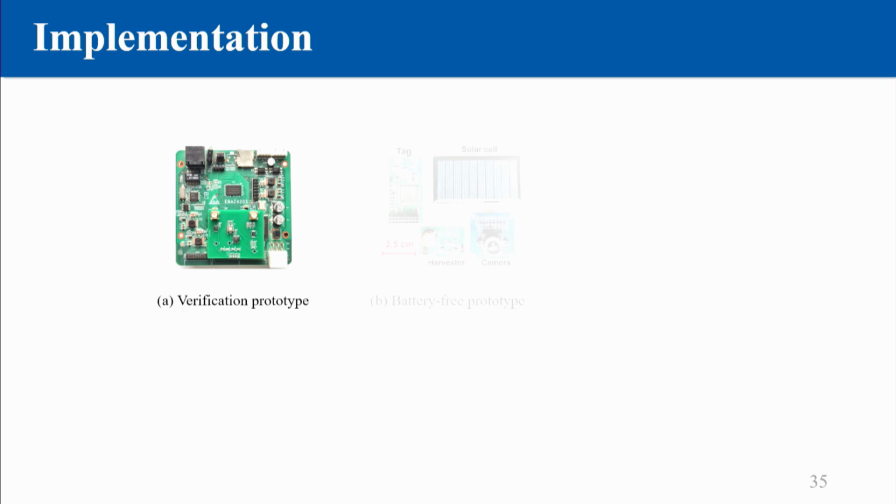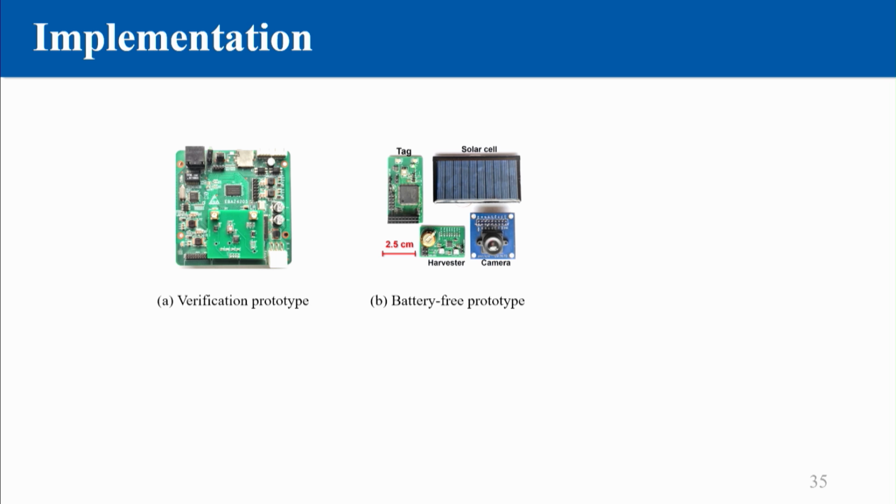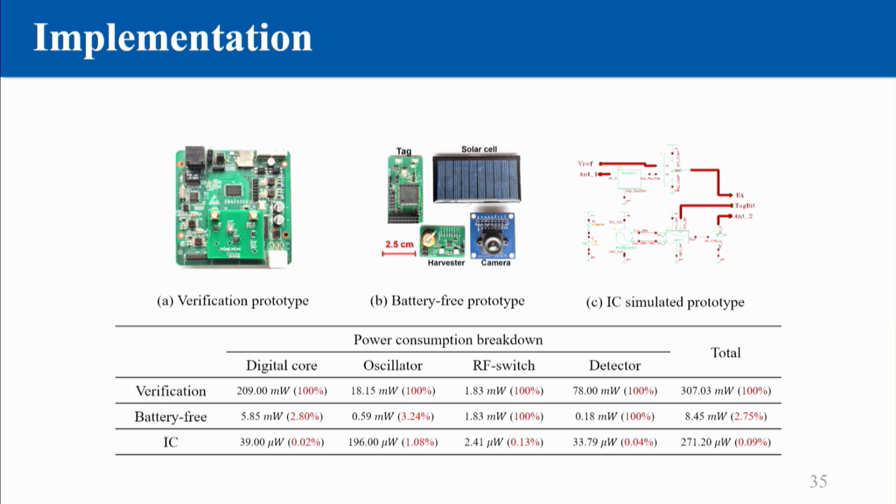We built 3 prototypes. The first one is for verification. The second one is for battery-free application. Furthermore, we also present an ultra-low power IC simulated prototype. The power consumption is shown in the table. The total power of the battery-free prototype is 8.45 milliwatt, which is 2.75% of the verification prototype. And the IC simulated prototype can further achieve a power of less than 300 microwatts.